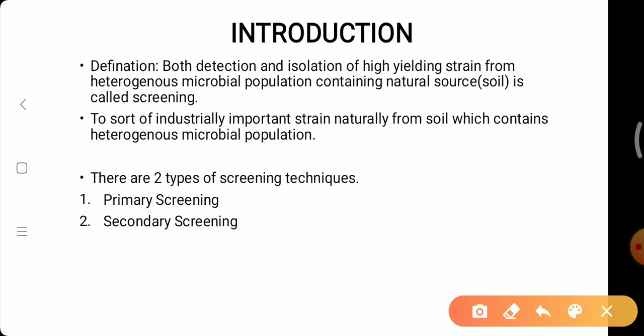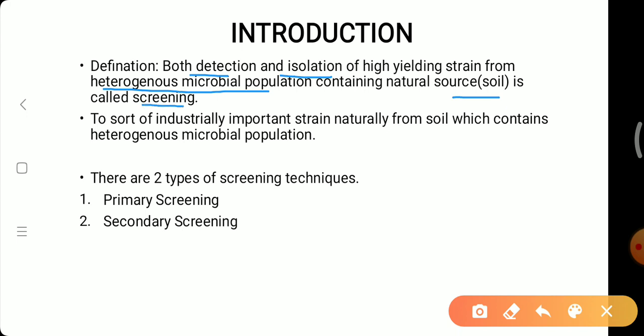The definition says that detection and isolation of high yielding strain from a heterogeneous microbial population containing natural source, for example soil, is called screening. We detect and isolate high yielding strain. Here we isolate industrially important microorganisms from heterogeneous microbial population, for example soil. Heterogeneous microbial population means a mixture of population. From a mixture of populations we select industrially important strain, which is called screening.